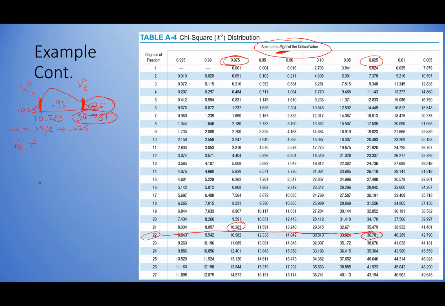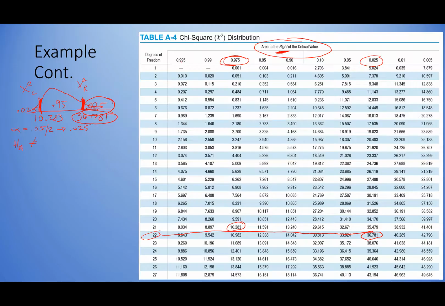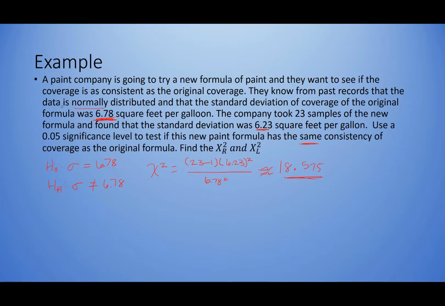Now if I go back and get my test statistic, my test statistic was 18.5-ish, and that falls in between my critical values, which is my non-rejection region. So that would tell me that I would fail to reject the null hypothesis. It would appear that the standard deviation of the new formula is the same as it was previously.